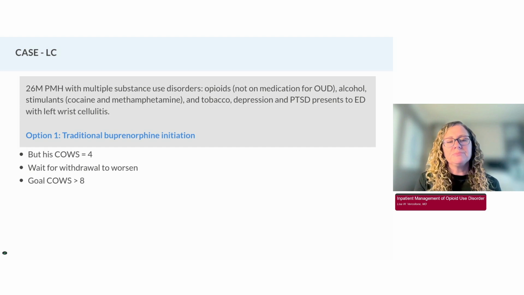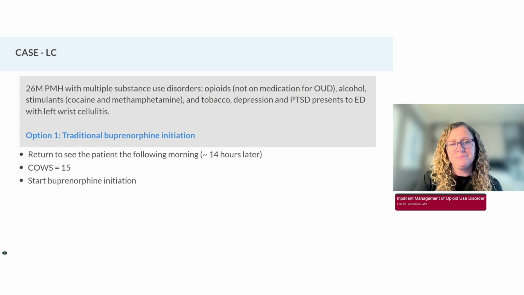So in our patient, his COWS is 4. And so we're wanting to do this traditional approach. So we're going to wait because we want the withdrawal to worsen. And so our goal is a COWS greater than 8. So we wait and we come back the next morning.